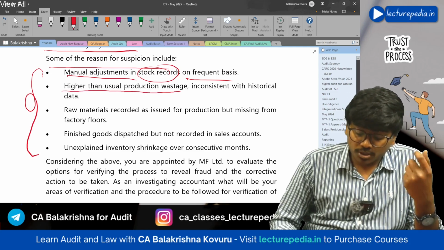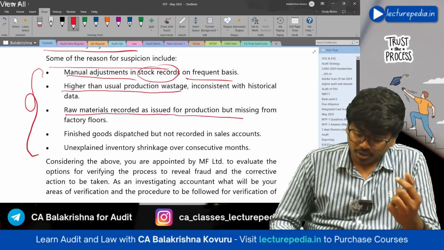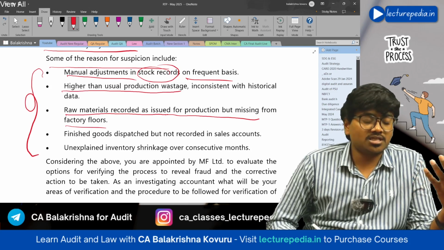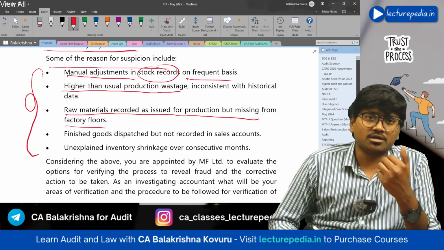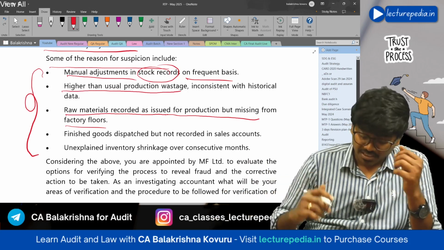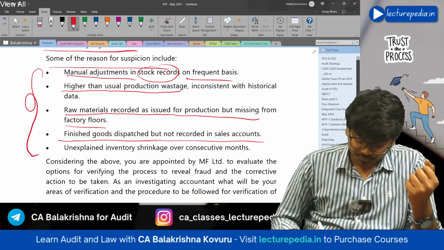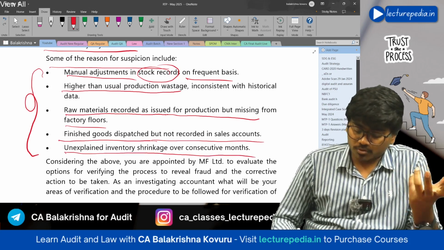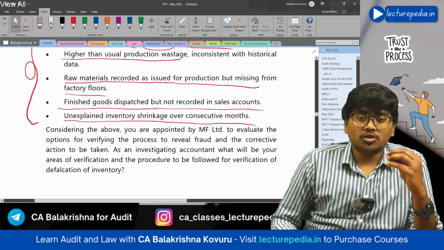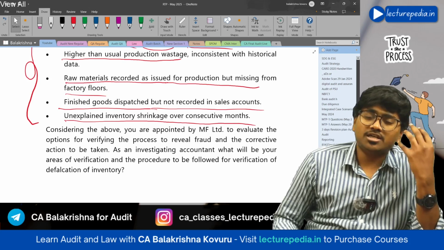Higher than usual production wastage, raw material recorded as issued for production but missing from the factory floors. Okay, in the book it is written that the raw material has been issued for production, but if you go and see in the factory, you are not finding the raw material. Next, finished goods dispatched but not recorded in the sales account. Unexplained inventory shrinkage over consecutive months. All these issues are causing the management to doubt that there is an inventory fraud.